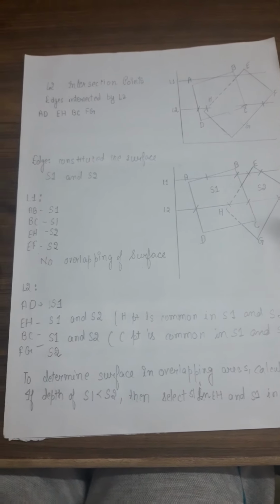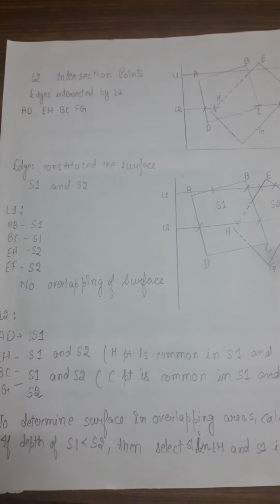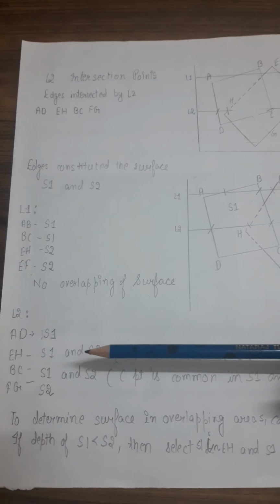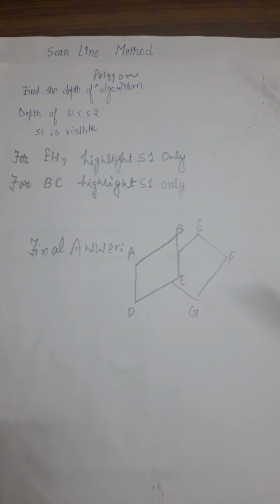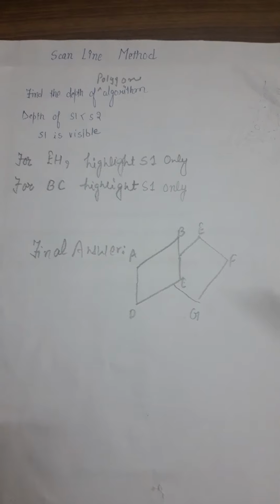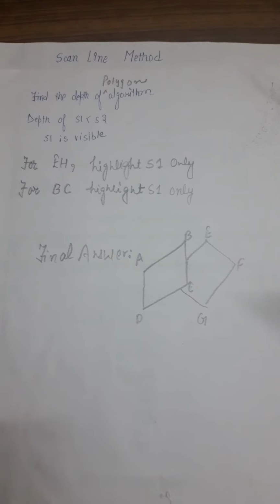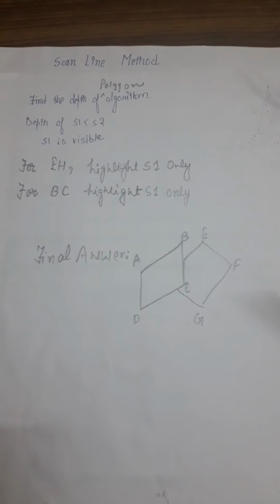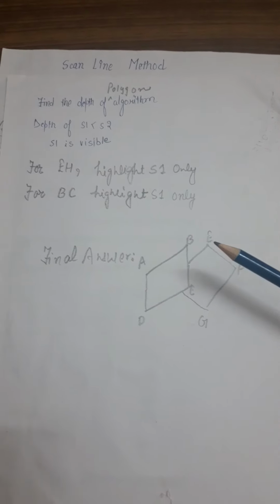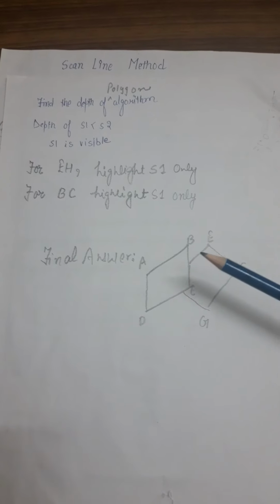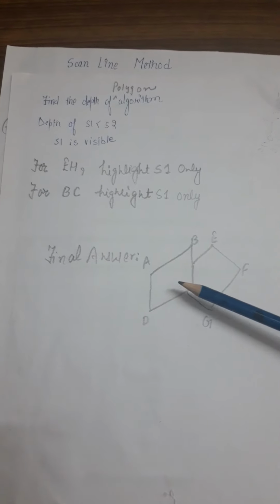To find this, we will calculate the depth of the surfaces. If the depth of S1 is less than S2, then in the case of EH we will select S1, and in the case of BC we will select S1, right? So you can see here that for EH, when there were two surfaces S1 and S2, we will consider and highlight S1 only. So in the case of EH, that portion of S2 is ignored. Similarly for BC, only the S1 region is considered and the S2 region is ignored, right? And for EH also, only the S1 region is considered and the S2 region is ignored. So the final image would be like this. Thank you.